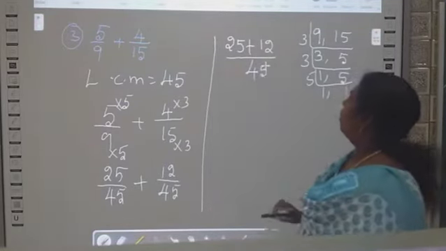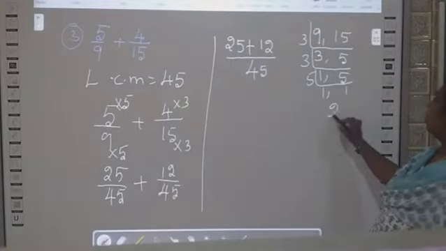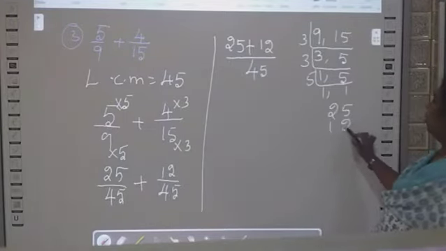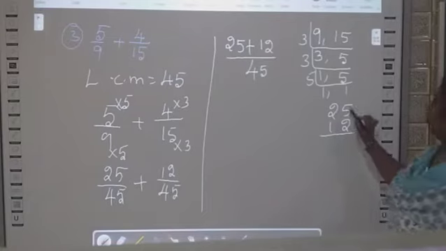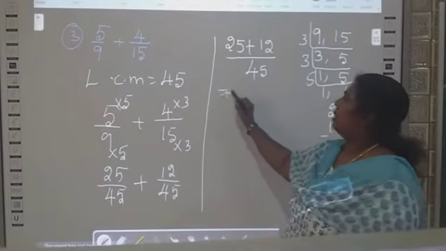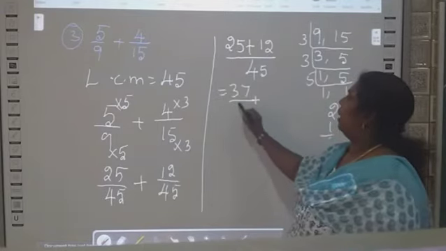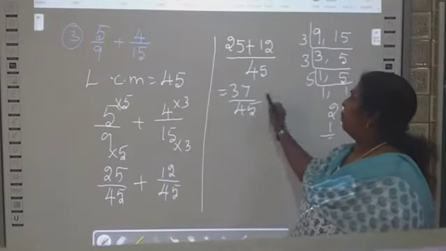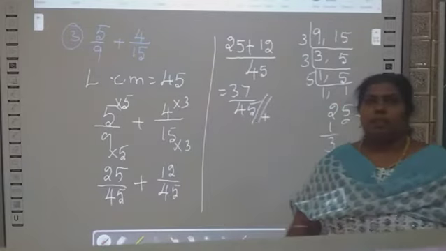Add these two values, 25 plus 12. 5 plus 2, 7. 2 plus 1, 3. 37. 37 divided by 45. It's the answer. Now do you understand?